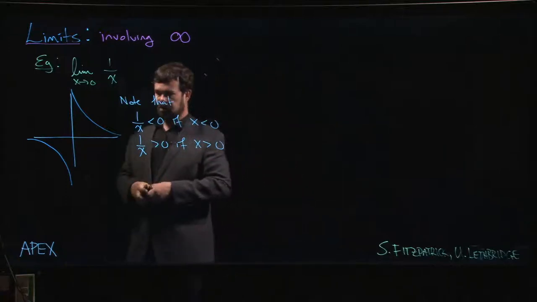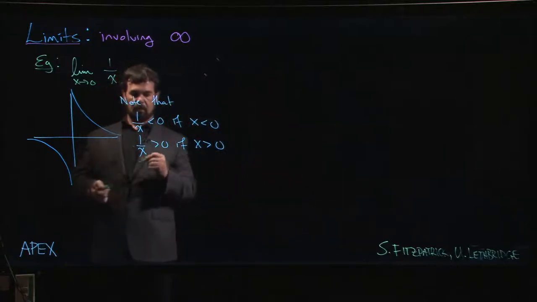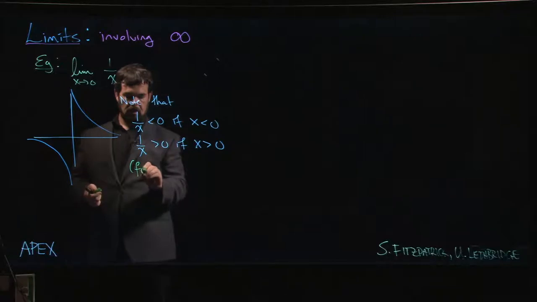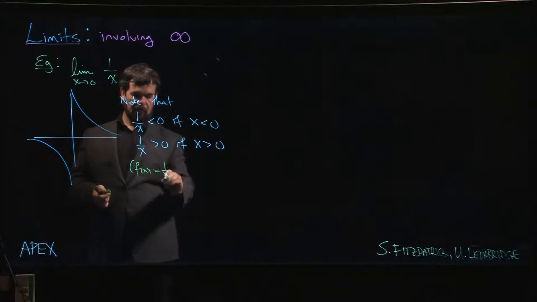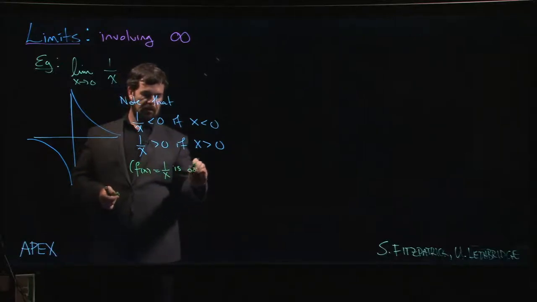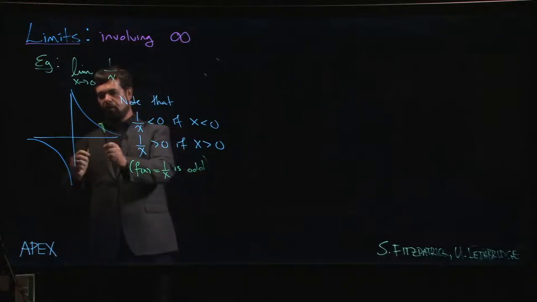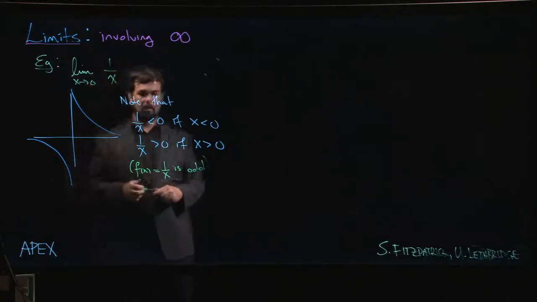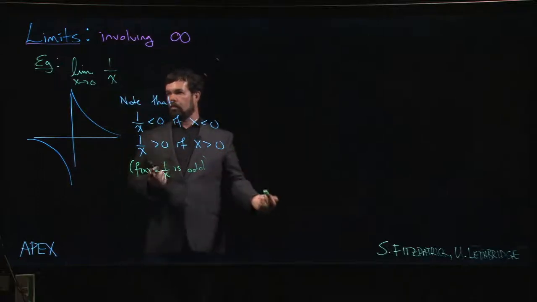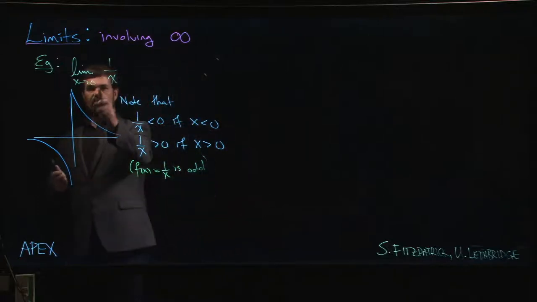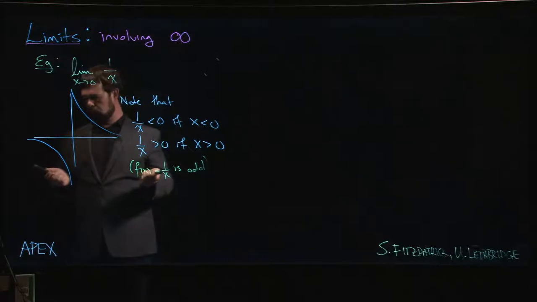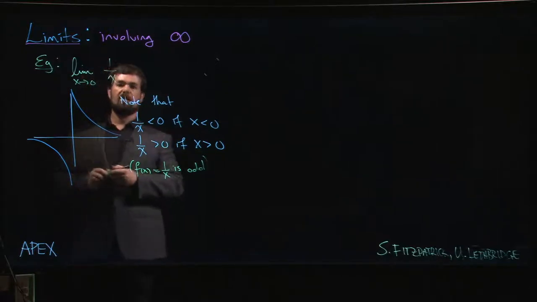In fact, we can say a little bit more if you like to use this language. f of x equals 1 over x is an odd function, okay? So values on either side are sort of equal but opposite. And so if we want to talk about the limit as x approaches 0, well, it doesn't exist. This doesn't exist.